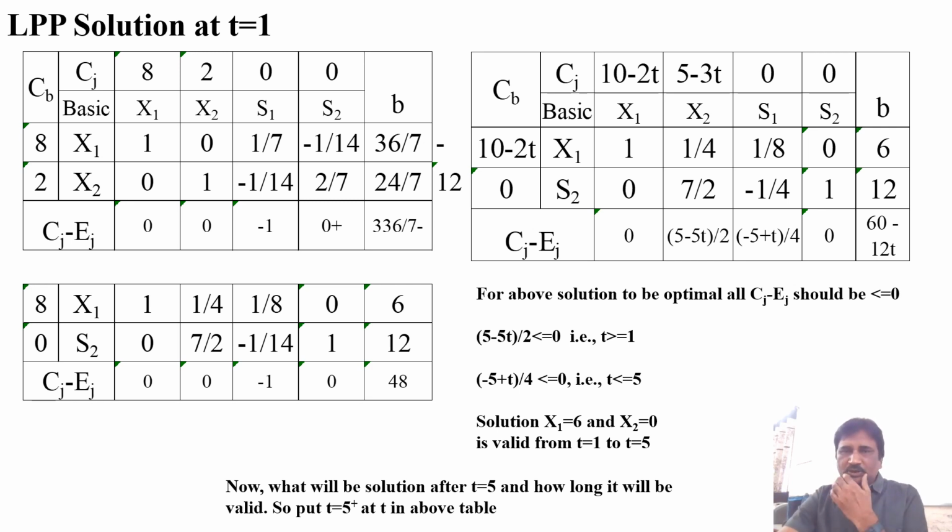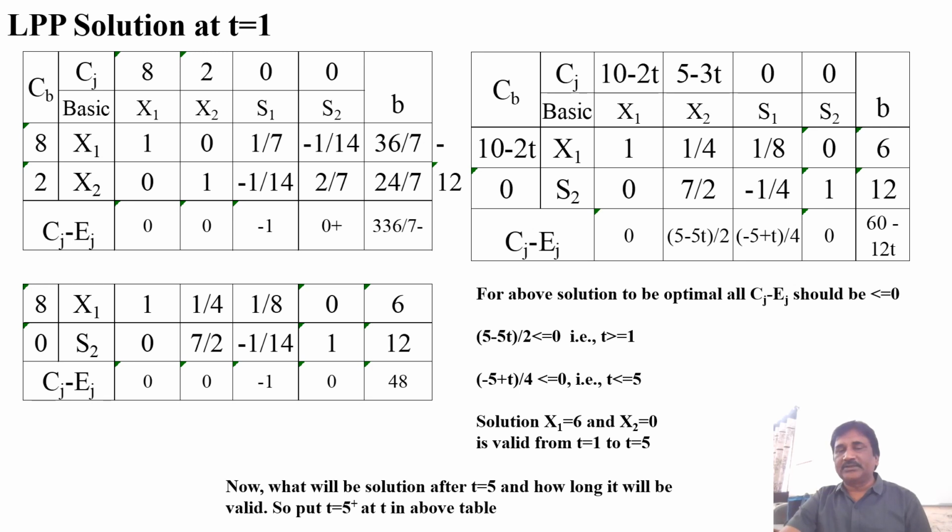Okay, for x2 it is pi minus 5t by 2. For s1 it is minus 5 plus t by 4. So for this to be the optimal solution, these values have to be less than or equal to 0. So what I am writing here, pi minus pi t by 2 has to be less than or equal to 0, right? And that implies that t has to be greater than or equal to 1.